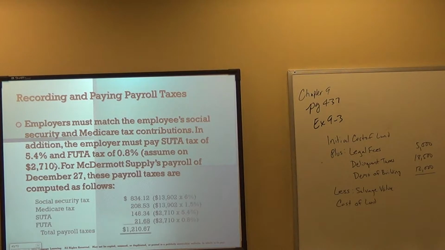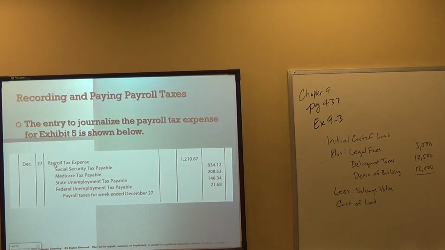And so this is how we would compute it here. So there's our Social Security tax, Medicare, SUTA, and FUTA. And again, the company pays this. The employee does not. Questions? All right. And so this is a journal entry with all that information into here. This is our payroll tax expense, and all these things go into that.